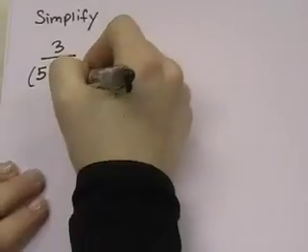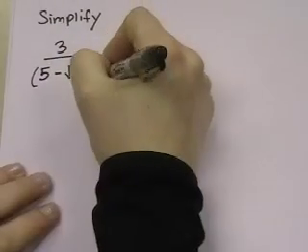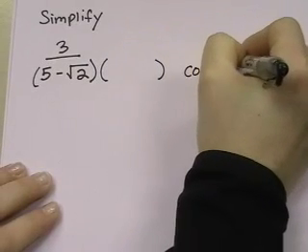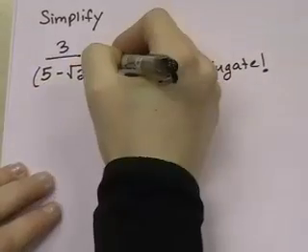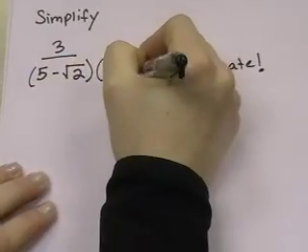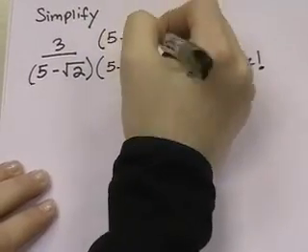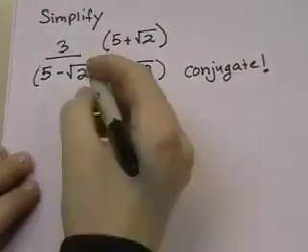But in order to get this radical out of the denominator, I cannot just multiply by the square root of 2. I have to multiply by the conjugate. Well, the conjugate of 5 minus radical 2 will be 5 plus radical 2. And whatever I do to one half of the problem, I have to do to the other. Now I'm going to go ahead and FOIL.